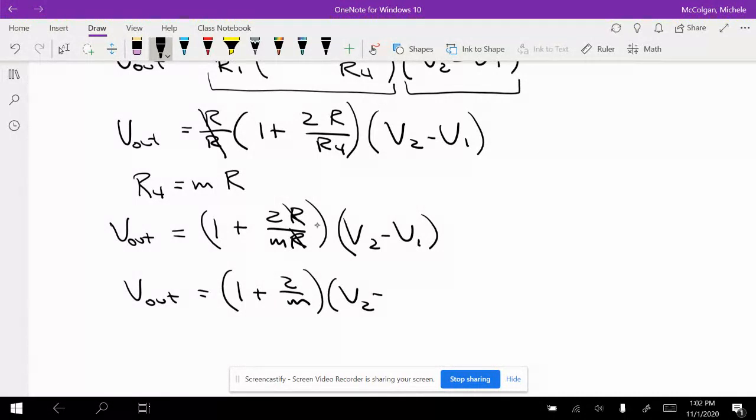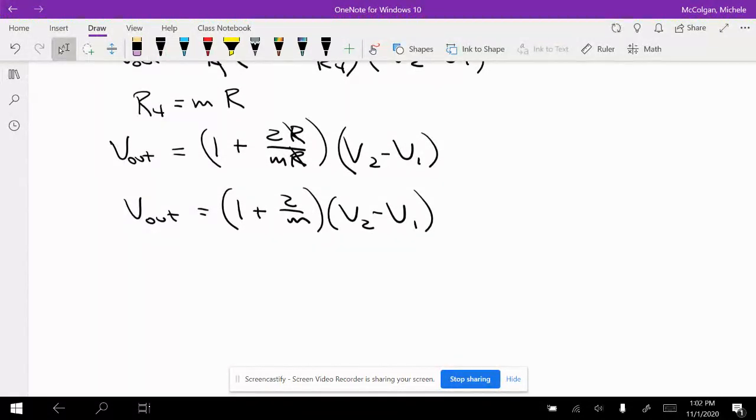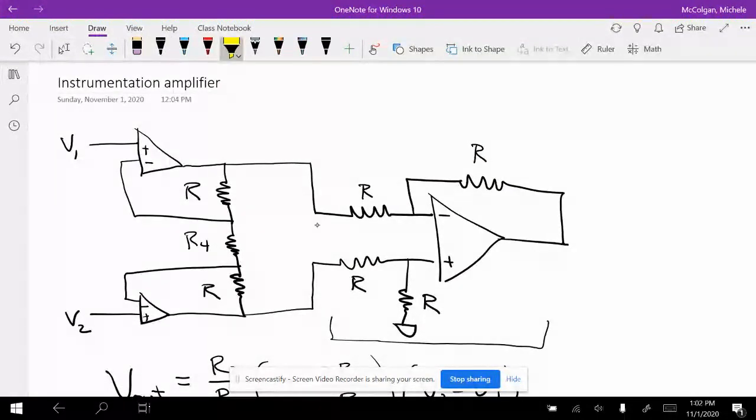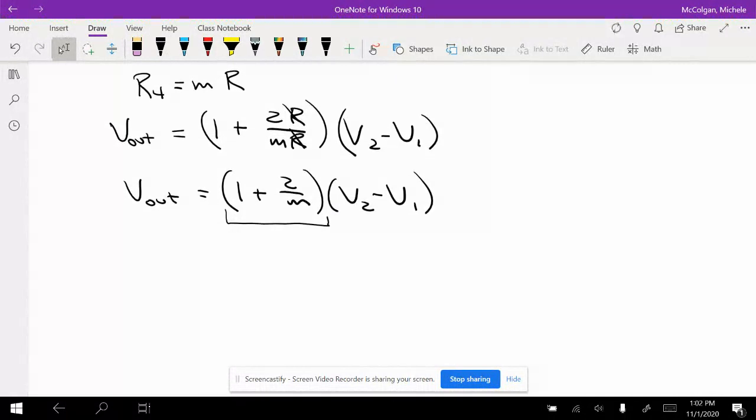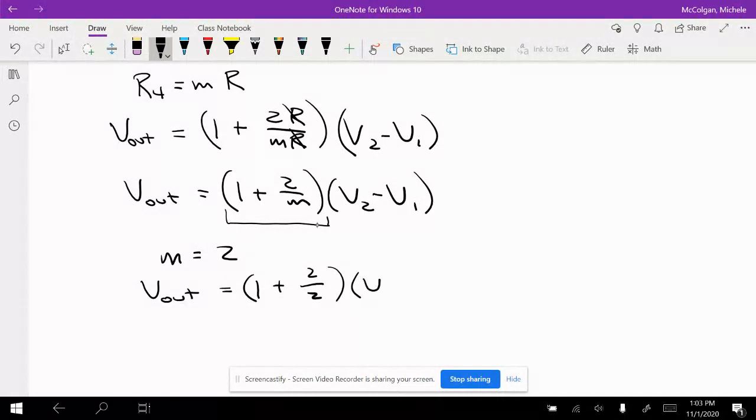Okay, so my R's cancel, and I'm left with V out is equal to 1 plus 2 over M times V2 minus V1. And so this is really the gain term that I have. If I set all my resistors except that middle resistor right here, this is my resistor where I can control the gain. So let's say M equals 2, then my V out is equal to 1 plus 2 over 2 times V2 minus V1. And so that's just equal to 3 times V2 minus V1.